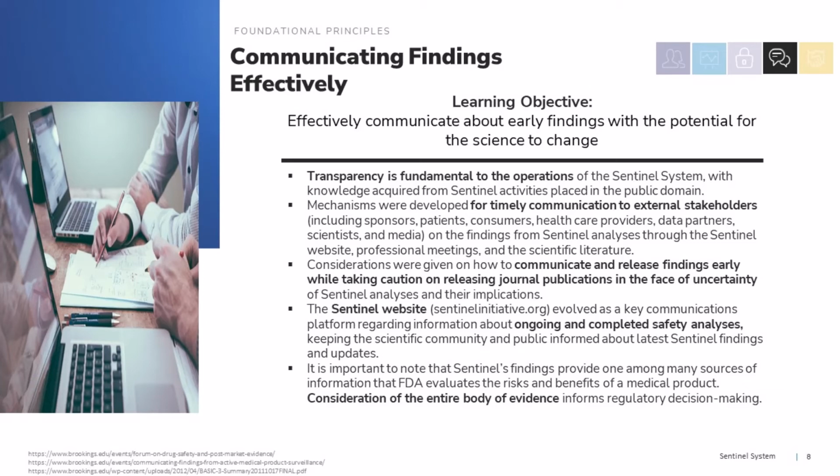Considerations were given on how to communicate and release findings early while taking caution on releasing journal publications in the face of uncertainty of Sentinel analyses and their implications. The Sentinel website, sentinelinitiative.org, evolved as a key communications platform regarding information about ongoing and completed safety analyses, keeping the scientific community and public informed about latest Sentinel findings and updates. Sentinel's findings provide one among many sources of information that FDA uses to evaluate the risks and benefits of a medical product. Consideration of the entire body of evidence informs regulatory decision-making.